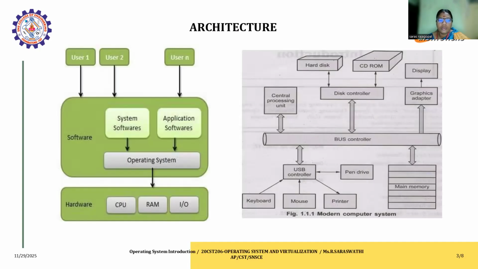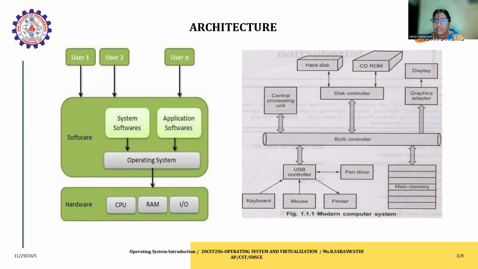In the OS, many users will be connected to the system software, and the software will be managed by the hardware. The hardware is the CPU, RAM (random access memory), and input output unit. Next, it will be managed by system software, application software, and then the operating system. The operating system is the communication between the software and the hardware. It controls and coordinates between the computer hardware and system resources. By using the operating system, many users are connected.